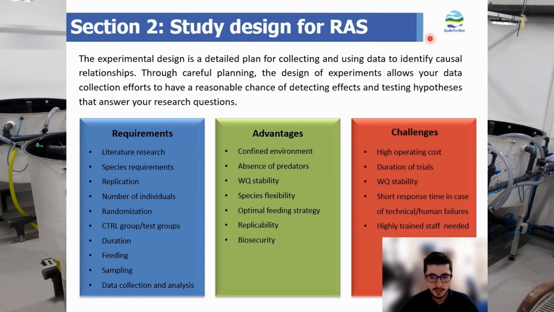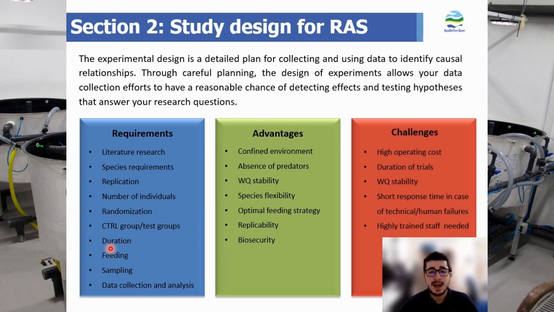In your experiment, usually you will have a control group and some test groups, so it depends on the nature of the trial. In addition, as a general concept, the experimental diets are tested against a control diet, where the formulation is the same, except for the ingredients to be tested. Duration: as a reference, nutritional trials should last for a minimum of 12 weeks or until the weight is tripled.